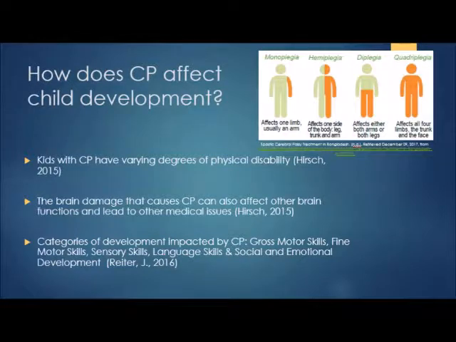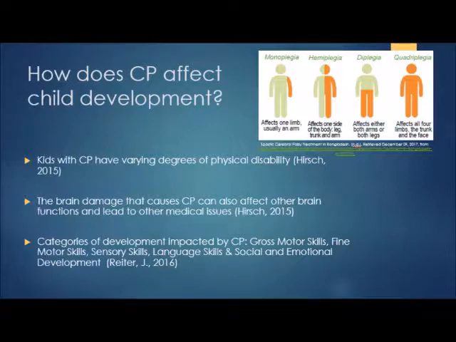How does CP affect child development? The degree of the child's disability depends on the extent of the damage to the brain. The damage can be very limited, affecting only a small part of the brain that, for example, controls only walking, or it can be much more widespread, affecting muscle control of the entire body.